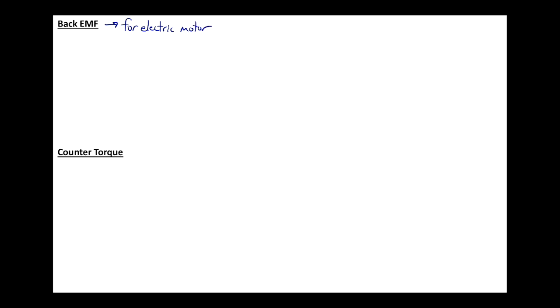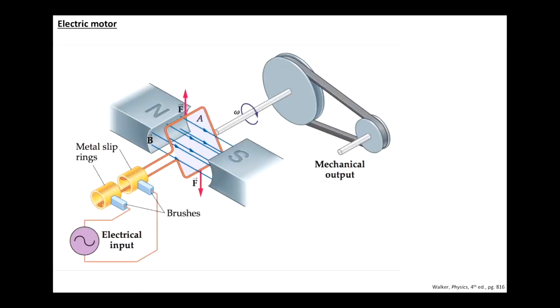On the other hand, if you want to help keep these things straight, counter torque is a concept that applies for the electric generator. Think of these as subtractive effects. They are partially canceling out or acting against the effects of creating mechanical motion through a motor or electricity generation through the generator. So let me go back to the previous slide, back to here for the motor.